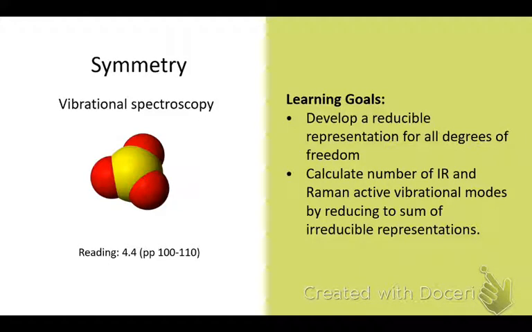To calculate the number of modes we would expect to see in a vibrational spectrum, we can use symmetry. And the way we're going to do that is to develop a reducible representation for all the degrees of freedom, and then figure out how to reduce that representation to calculate the number of IR and Raman active modes.